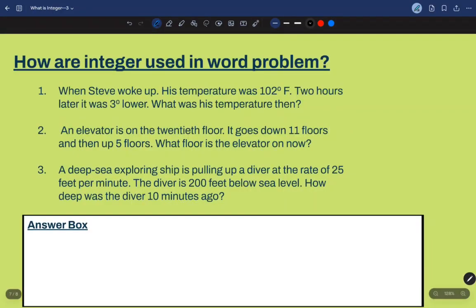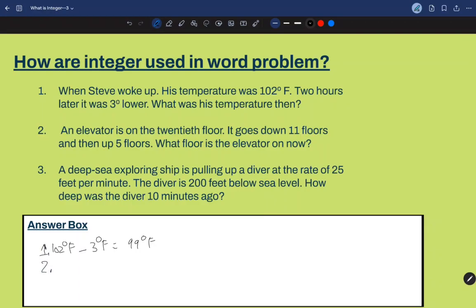Now we need to go through some word problems that I have made for you guys. Let's do number 1. When Steve woke up, his temperature was 102 degrees Fahrenheit. 2 hours later, it was 3 degrees lower. What was his temperature then? It was 102 degrees Fahrenheit, and then it was lower, so it's negative 3 degrees Fahrenheit. Therefore, it's 99 degrees Fahrenheit.